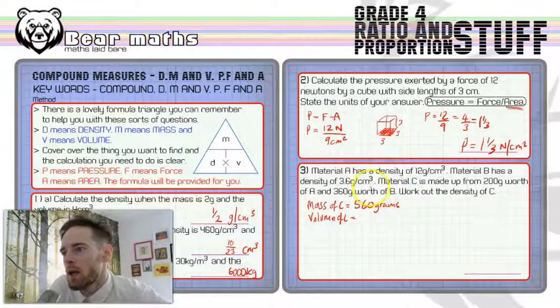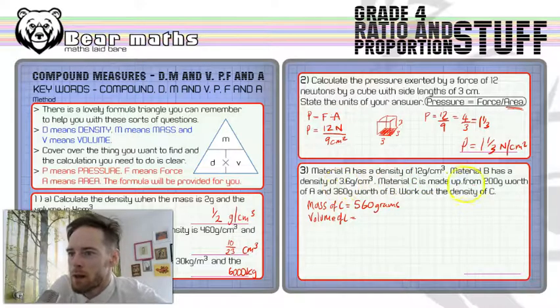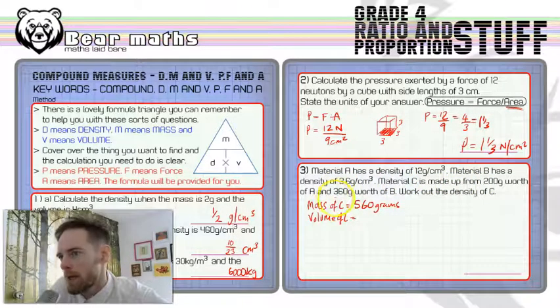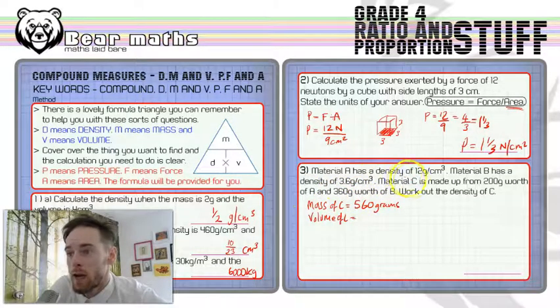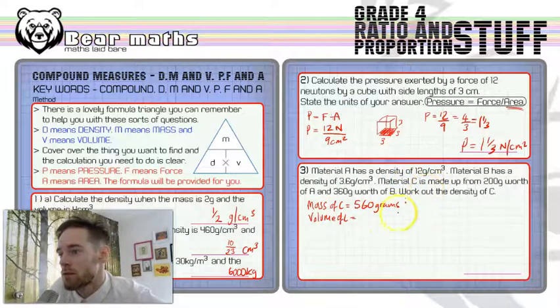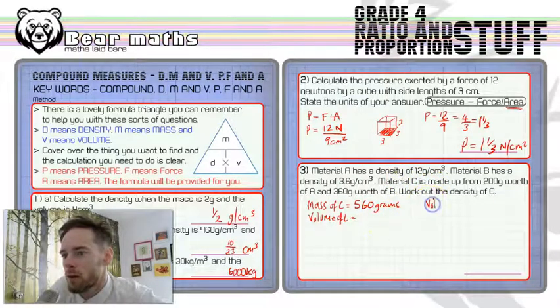Now if we had material A's density and material B's density, and we've got material A's mass and material B's mass, then we can calculate the volume of material A and material B. So let's do that first of all. So volume of A is going to be mass, which is 200 grams, divided by 12 grams per centimeter cubed.